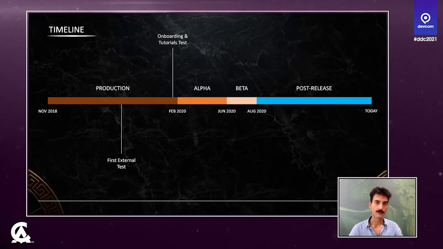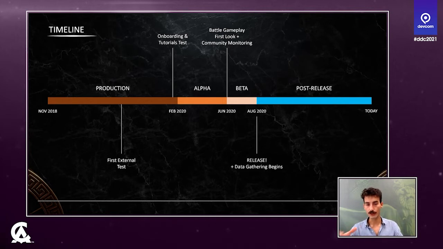We entered beta in June 2020, and that was also the point where we did a game preview for Total War Troy, and we started active community monitoring because that's when our marketing campaign began. And we released the game in August 2020, which is when we started getting actual players, and the data gathering began. We released our first DLC at the end of September 2020, and since then, we've been actively supporting the game.